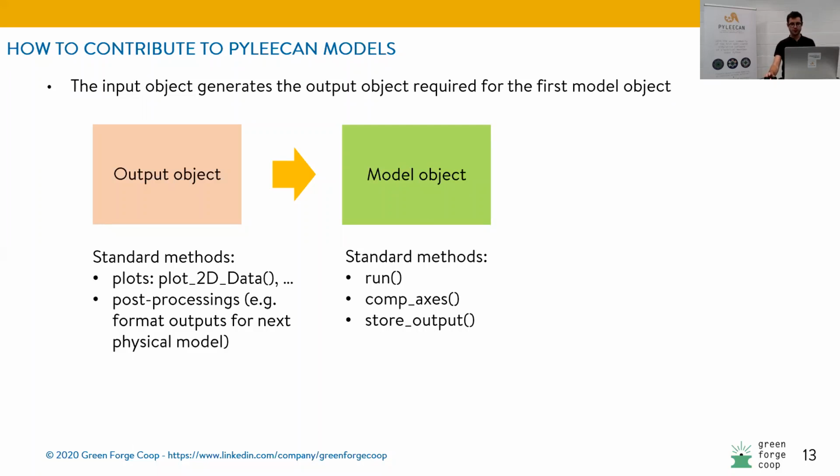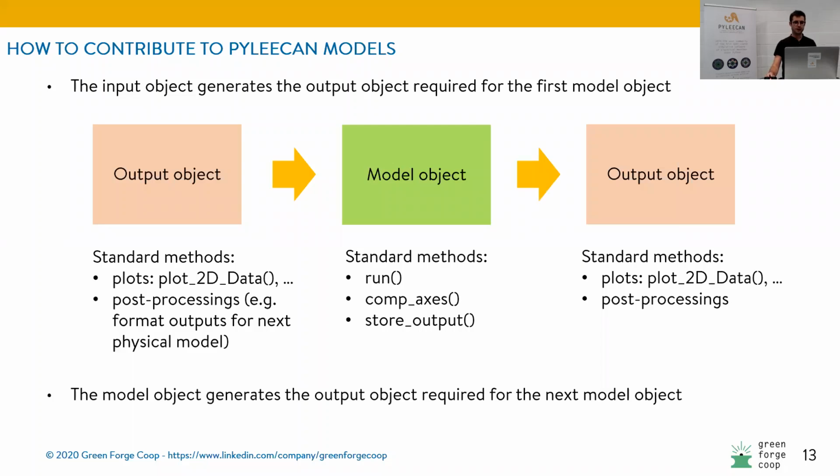And then we also need to generate the output. And so for this, we'll have the method store output. And since the output is an object, then it has some specific standard methods such as plots or post-processing. Yeah, that's basically the principle. So all the models should work like this.